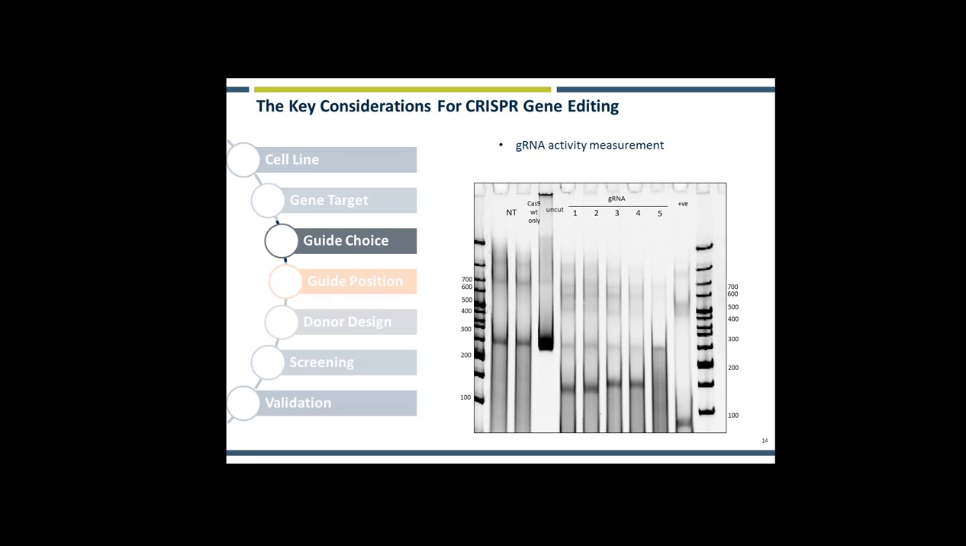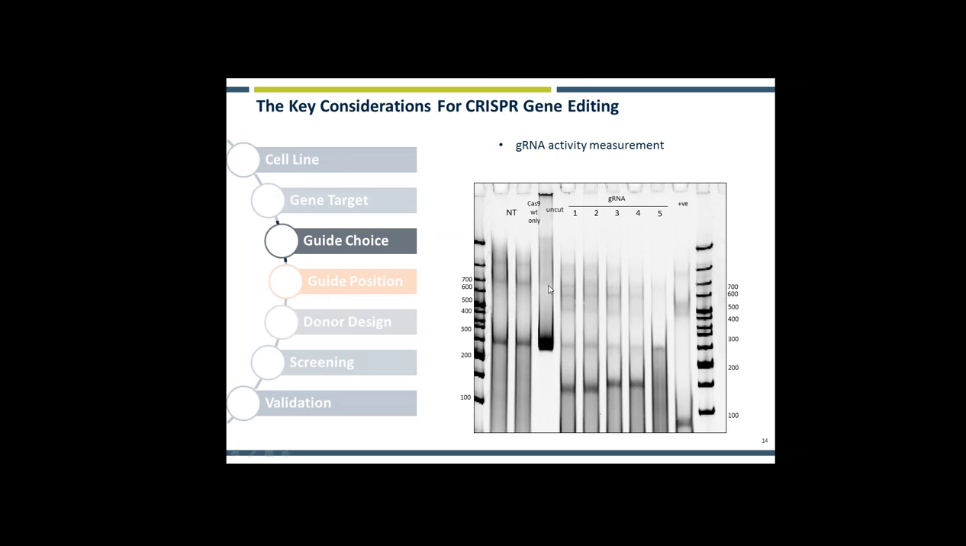And so what, if you incubate that PCR product with the surveyor nuclease, you're going to get cleavage of that product, and you can use that cleavage as a proxy for how much disruption has actually gone on in the cells itself by the Cas9 at the target site.